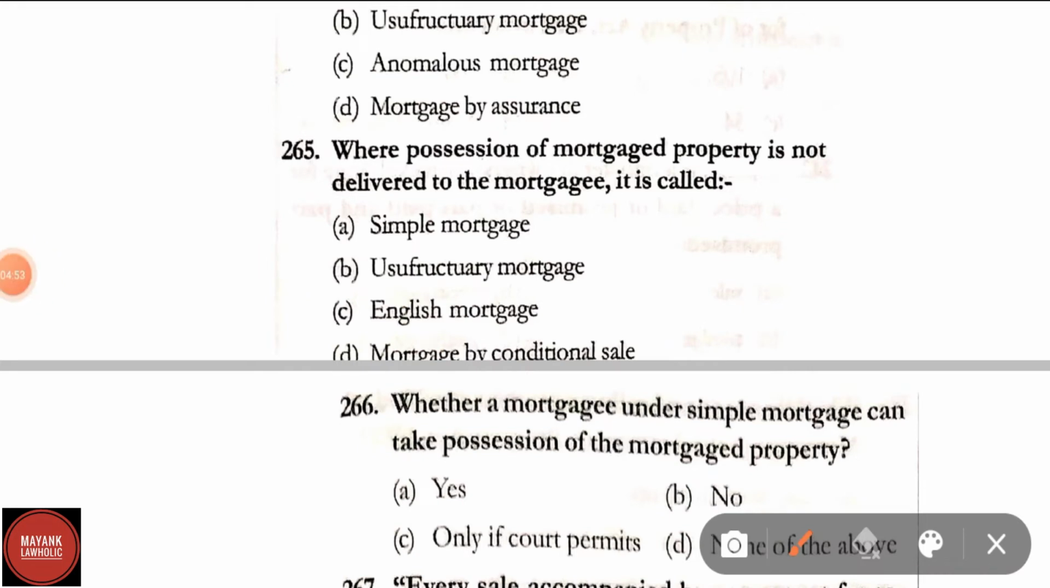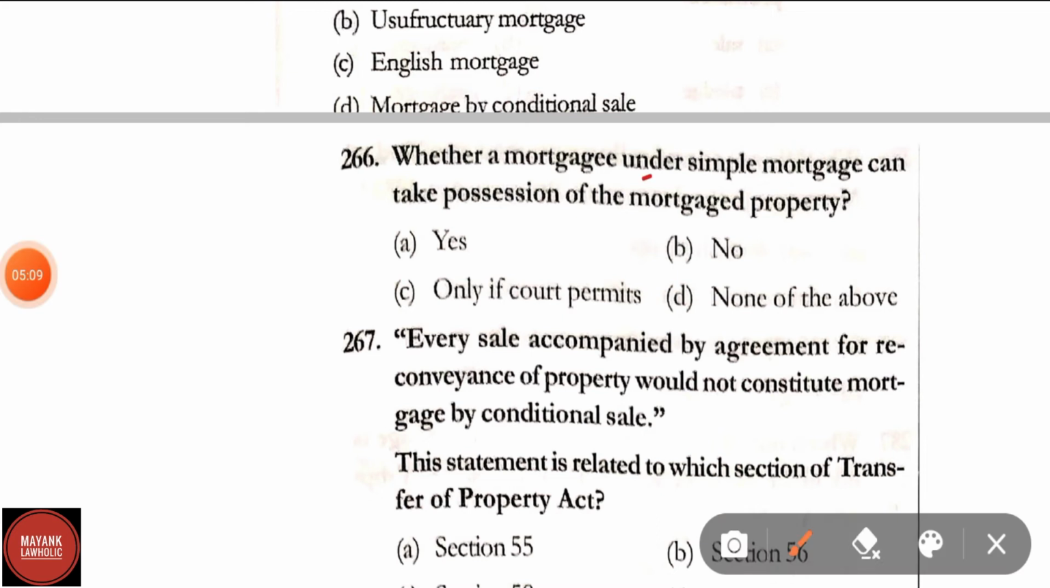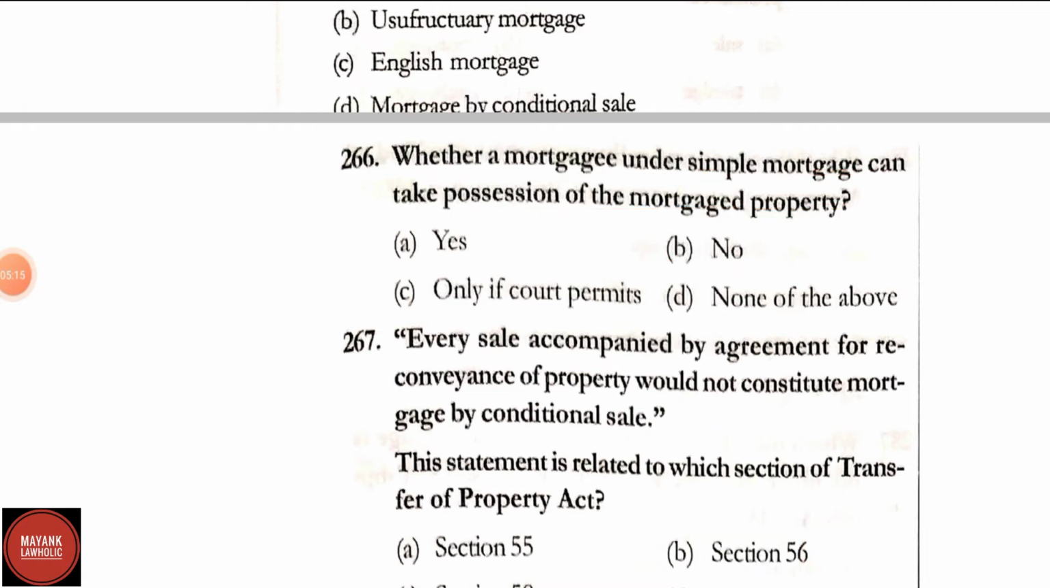Where possession of mortgage property is not delivered to the mortgagee, it is called simple mortgage, usufructuary mortgage, English mortgage, mortgage by conditional sale. Correct answer is option A, that is simple mortgage. Question number 266. Whether mortgagee under simple mortgage can take possession of the mortgage property? No. Correct answer is option B.